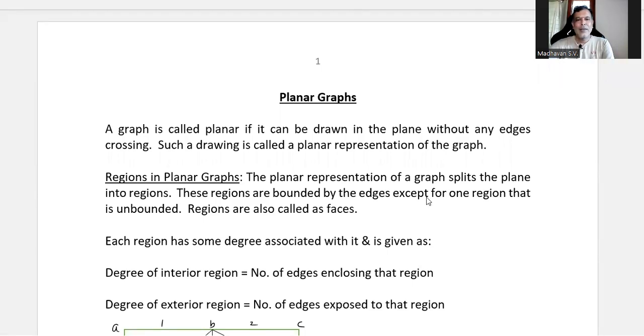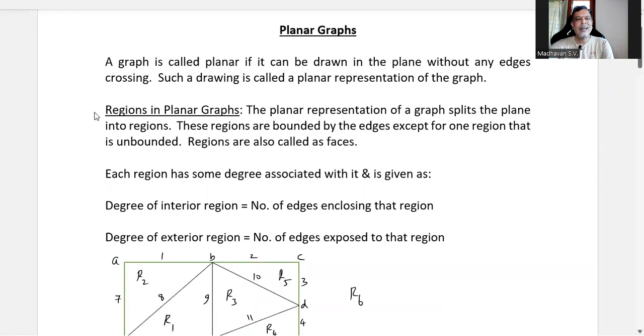In this video, we'll understand about planar graphs, orientation, and tournaments. What are these concepts? First, planar graphs. A graph is called planar if it can be drawn in the plane without any edges crossing. Such a drawing is called a planar representation of the graph.